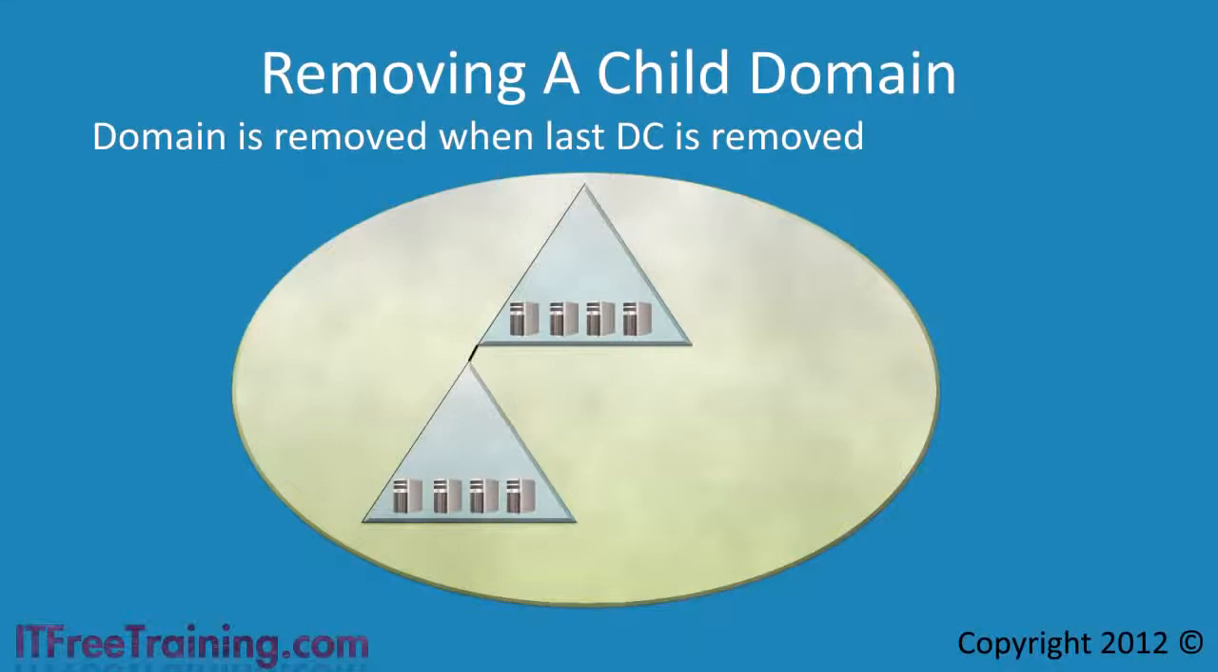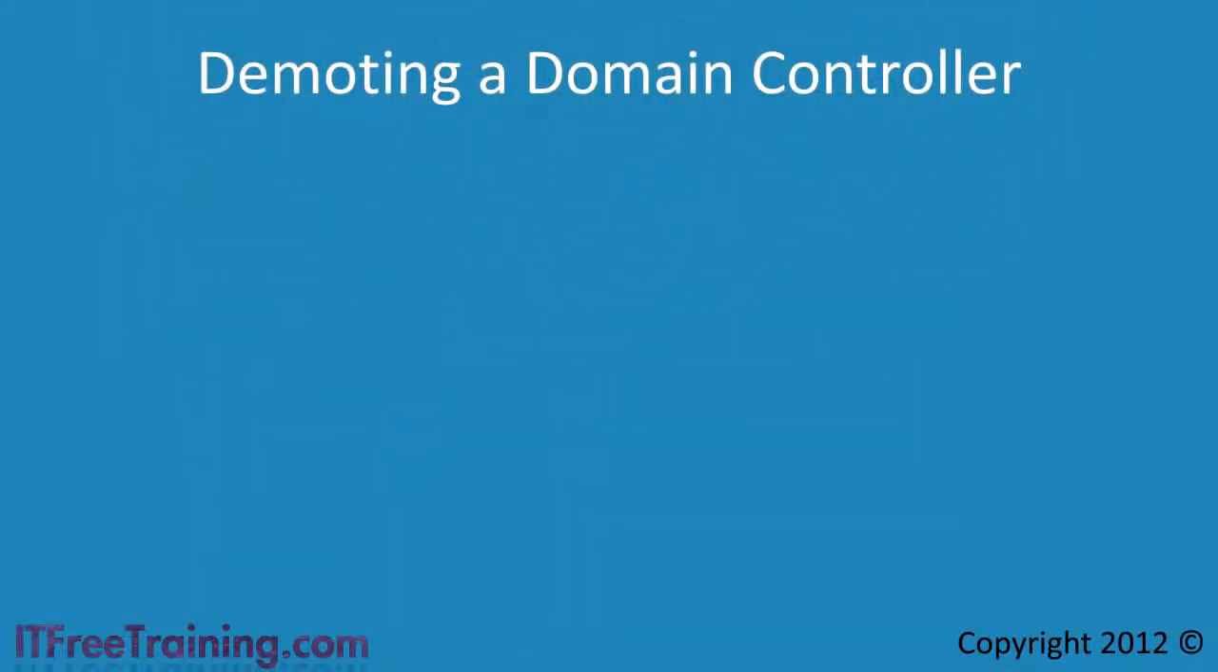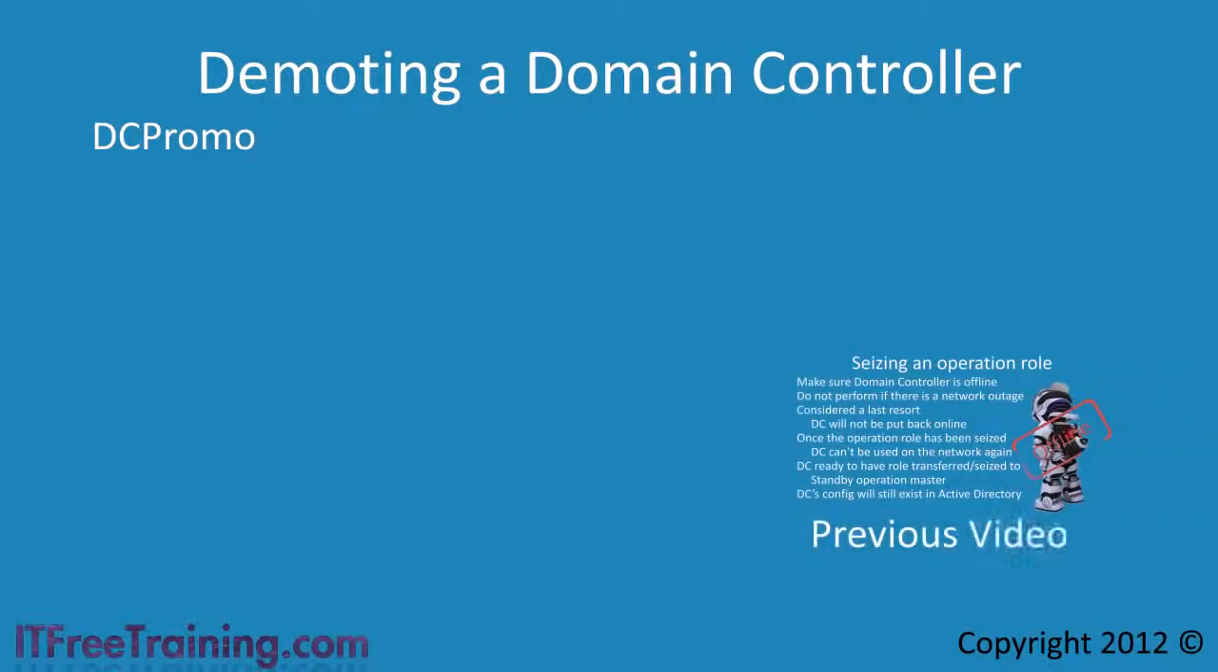The process of changing a domain controller back into a member server or standalone server is called demoting the server. To demote a domain controller, the same tool is used as to promote it, DC Promo. In some cases, the domain controller hardware may have failed and you will not be able to run DC Promo. If this is the case, refer to our other video on seizing operation master roles to see how to manually remove a failed domain controller from Active Directory.